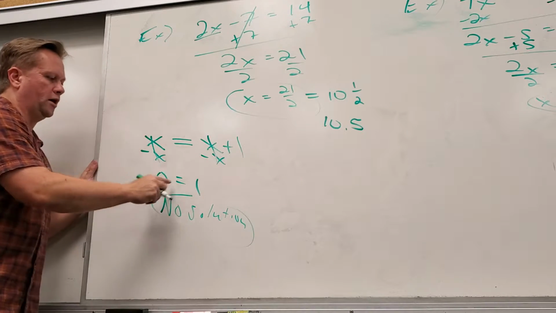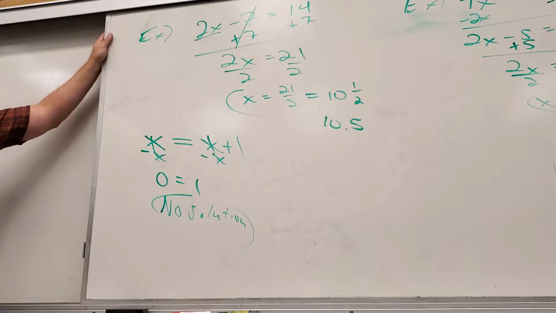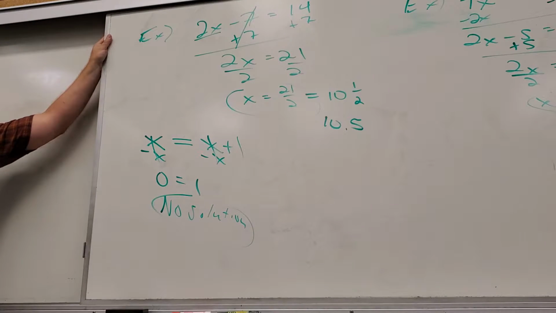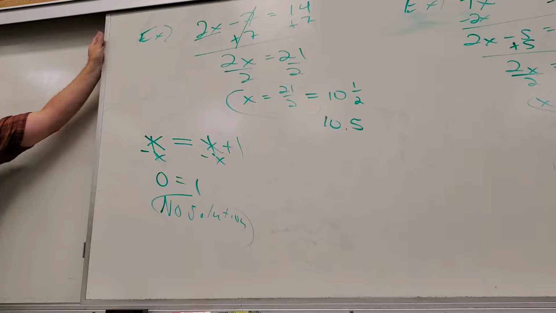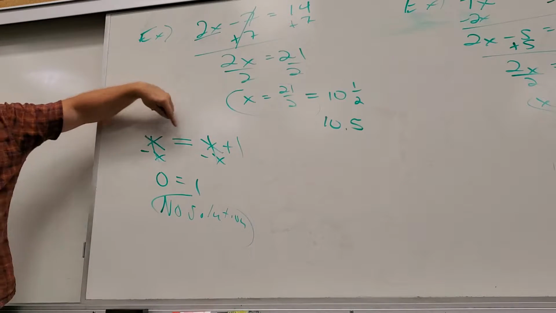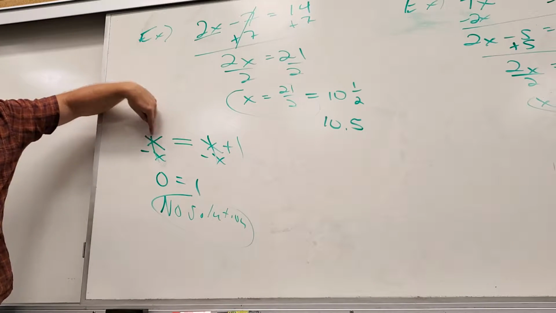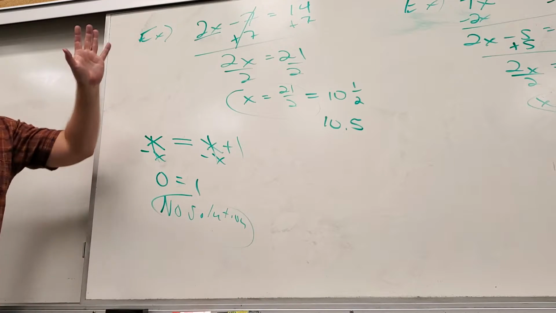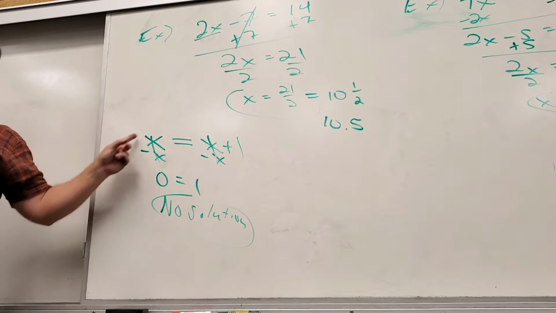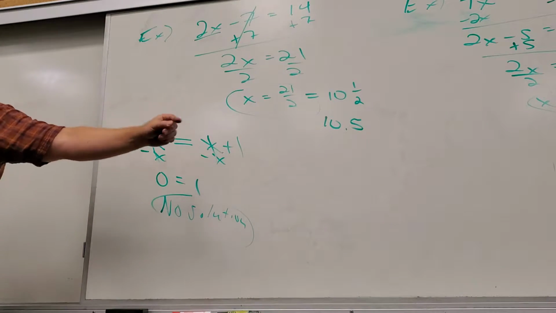If I would have gotten 1 equals 1, all real numbers would work. Then that means whatever I wrote is true, independent of x. So whatever this is, it's false, independent of x. That's why the x is canceled, because they don't matter. I don't care what number it is, there ain't no way to make that work.